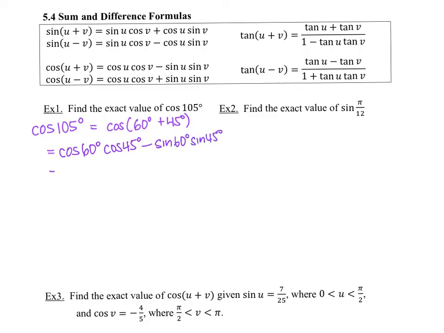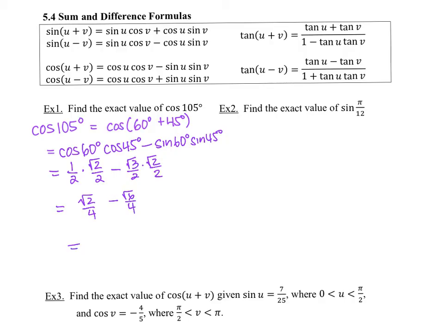Okay, this made it look much, much worse, but I know what the cosine of 60 degrees is. The cosine of 60 degrees is 1/2. The cosine of 45 degrees is root 2 over 2 minus the sine of 60 degrees is root 3 over 2. And the sine of 45 degrees is root 2 over 2. So now I can evaluate this. This is root 2 over 4 minus root 3 times root 2 is root 6 over 4.